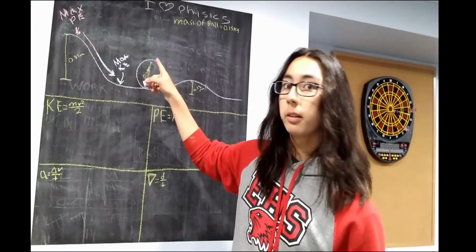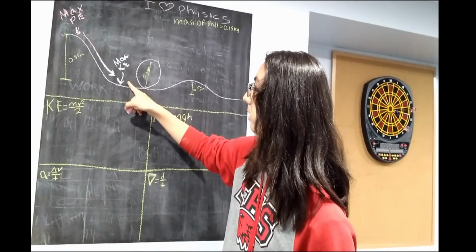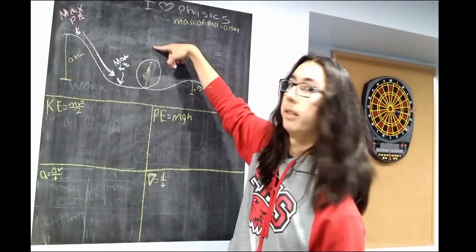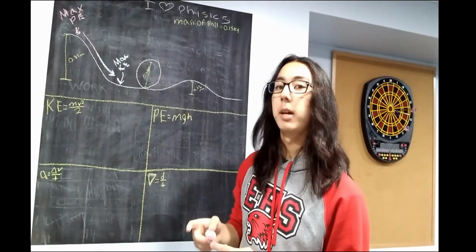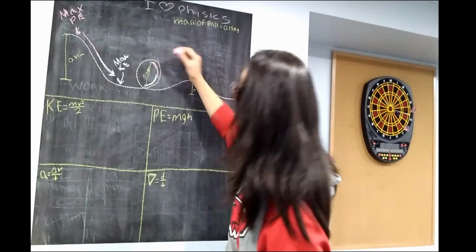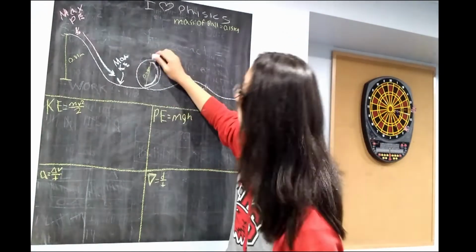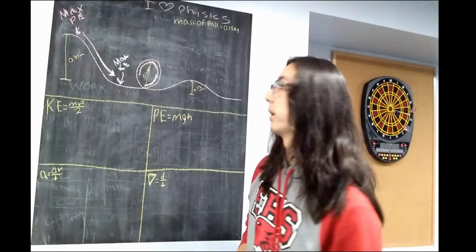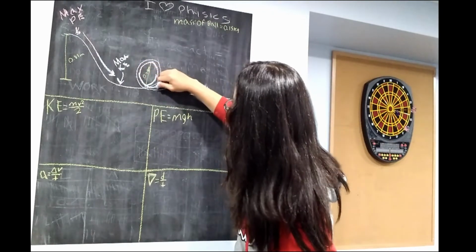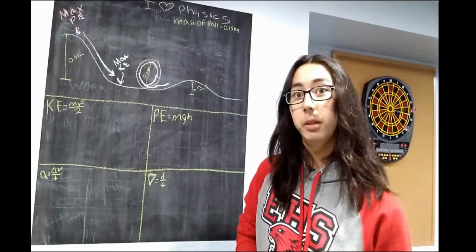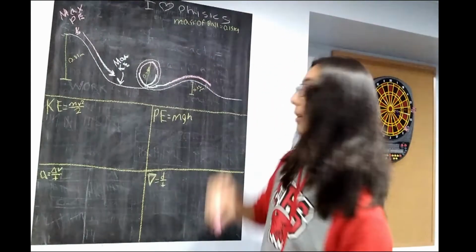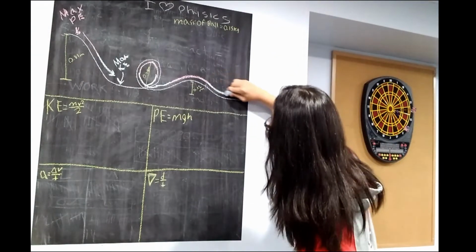Now, as we get into this loop here, the kinetic energy is going to start turning back into potential energy, but since the loop is not as high as the top of the hill, it's not going to reach maximum potential energy. And then as it goes down the other side of the loop, potential energy is going to be turned back into kinetic energy until it reaches the bump, in which it's going to turn back into potential energy, and then back into kinetic energy on the other side of the hill.